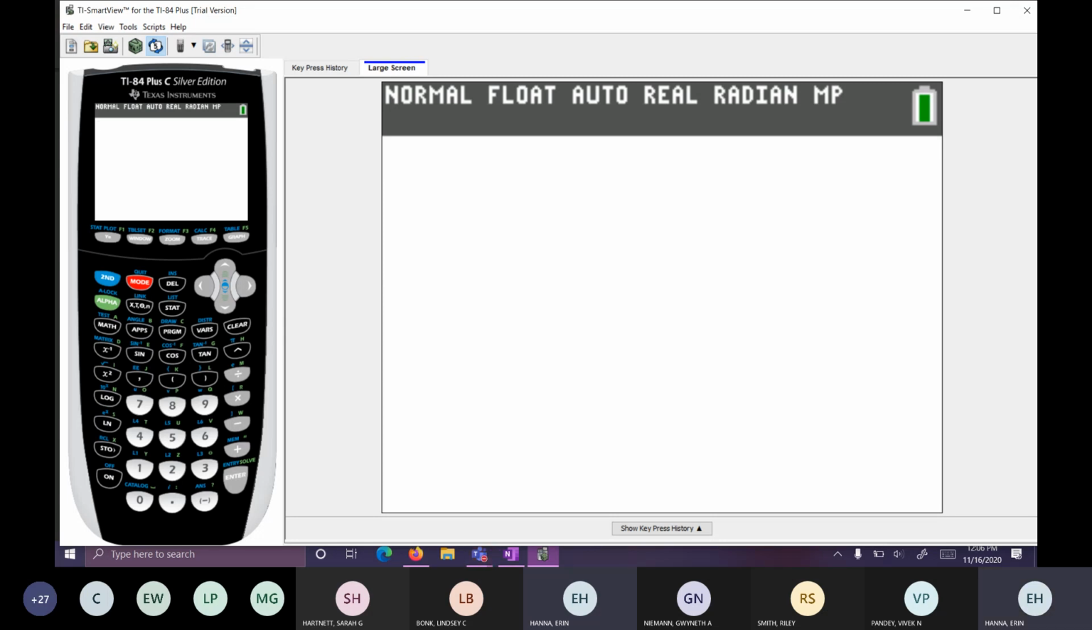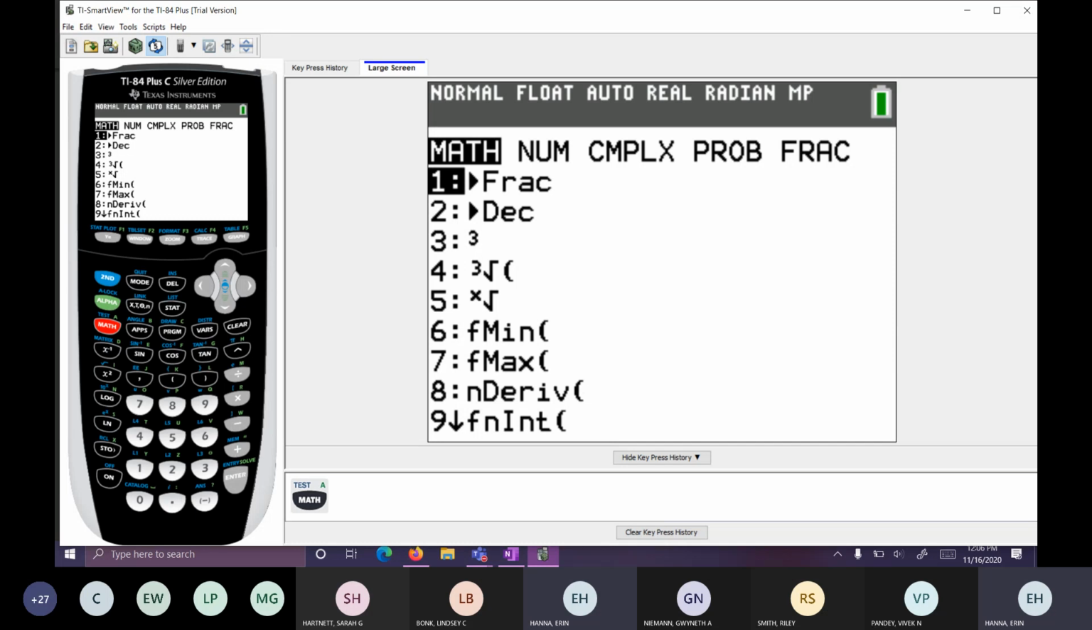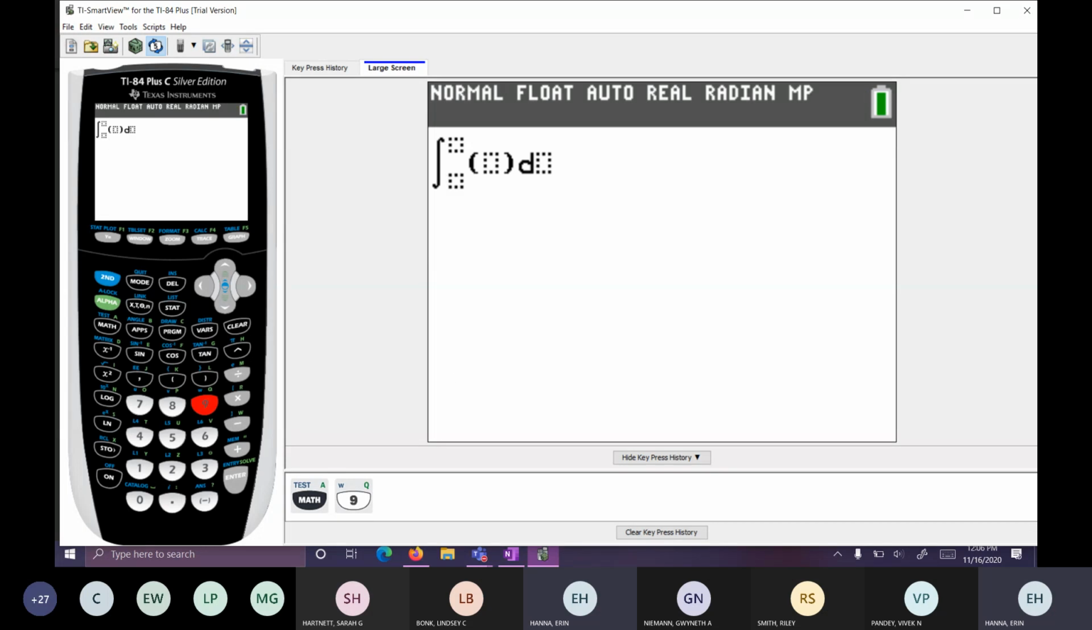Okay, cool. Let me pull up my key history. So there's the key history on the bottom if you forget what I press. But you hit the math button, which is right below that alpha. And then you can either scroll down to number 9 or you can just hit 9 on the number pad. And it should pull up this, unless you have an older 84. Do you have an older 84 or is this what you see? Sorry, I keep asking you questions.